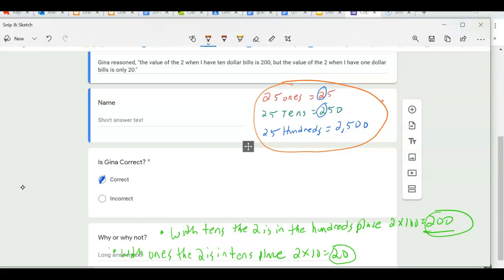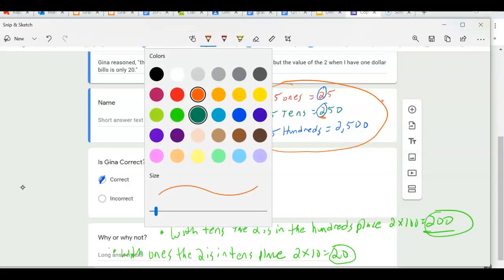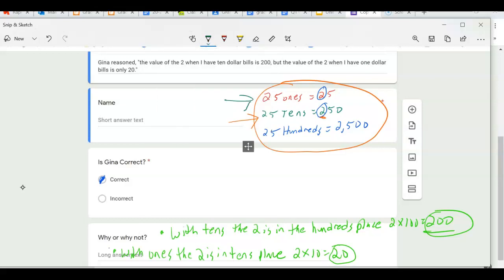The 25 hundreds has a value of 2,500. So is Gina correct when she says that the value of 2 when you have $10 bills, and these are the $10 bills right here, is 200? When you have $10 bills, the value of 2 is in fact 200 because it's in the hundreds place. And the value of 2 when she has $1 bills, and these are the $1 bills here at the top, is in the tens place. So that is going to be 20. So she is correct. That's why I mark correct down here.